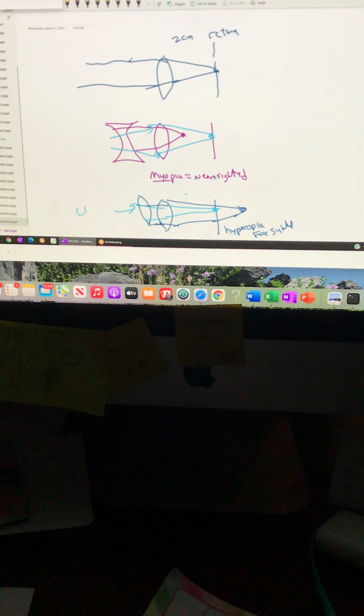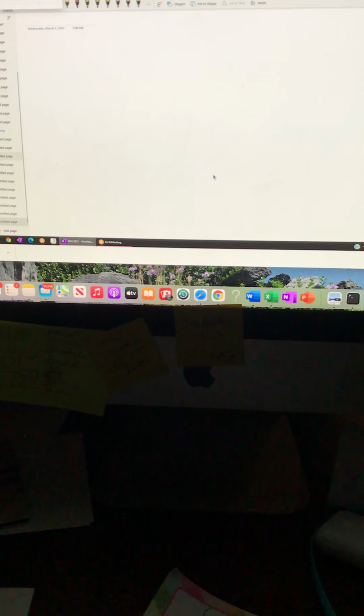You fix hyperopia with a converging lens, better known as a convex lens. How do you fix myopia? You fix it with a concave lens, better known as a diverging lens. Nice, nice. All right.